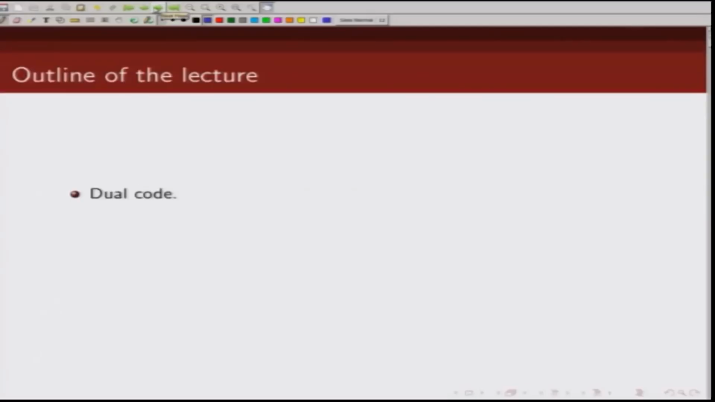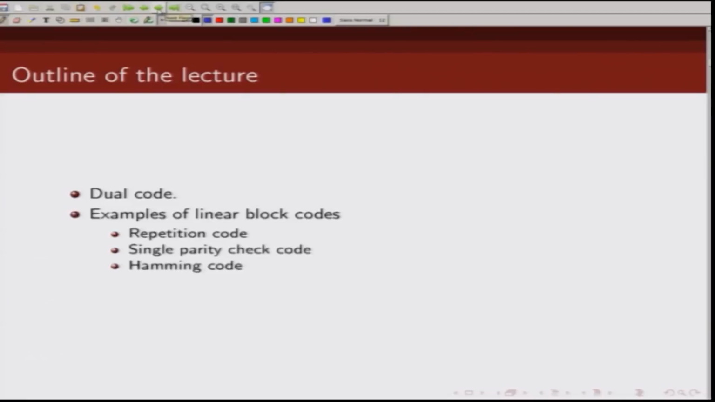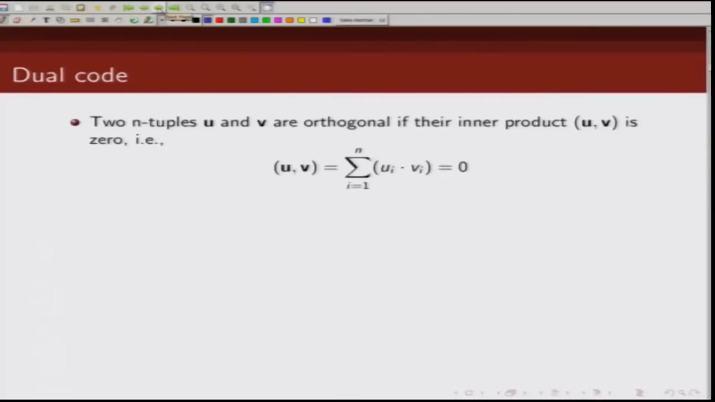Today we will discuss some very simple block codes. So, this is the outline of today's talk. Before I discuss some examples of linear block code, I will first describe what I mean by the dual of a code, and then I will move on and describe some very simple linear block codes such as repetition code, single parity check code, Hamming code.